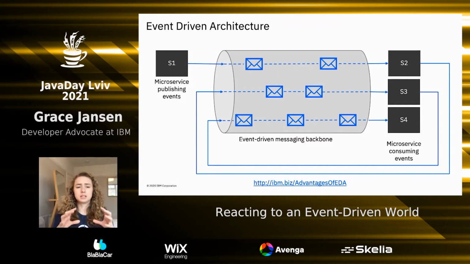You can see here we've got an example. You can see the event messaging backbone here in the middle, and we've got microservices that are either publishing events to that backbone or consuming events, or perhaps doing both. So you can see here services 3 and 4 are doing both. If you want to see some of the advantages of event-driven architecture, we've written up a blog here that you can access with the link at the bottom of this slide. So you can check that out at a later date, really to understand the benefits and advantages to switching to this.